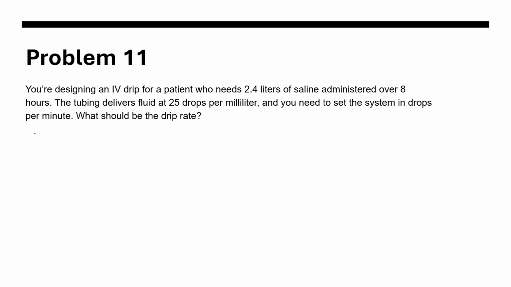All right, so the first thing we're saying is, what are we trying to find? What we're trying to find is the drip rate that we need to set the system in. So that is going to be in drops per minute, right? That's the drip rate. So that is our success criteria. Once we find that, we know we've won the game. So we're trying to find drops per minute.